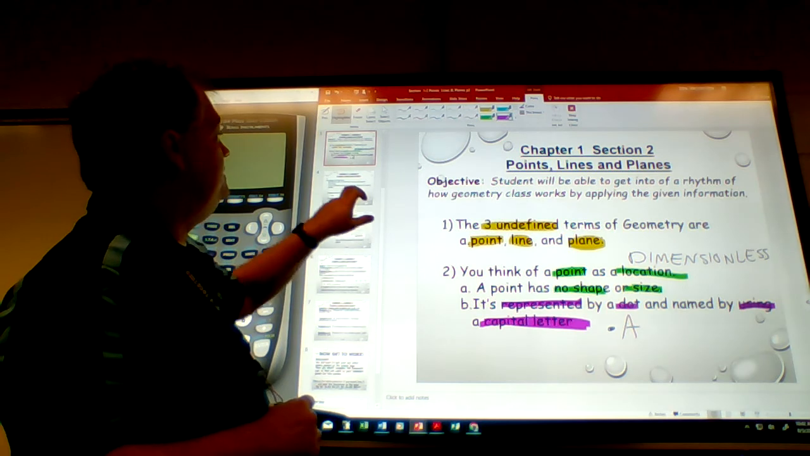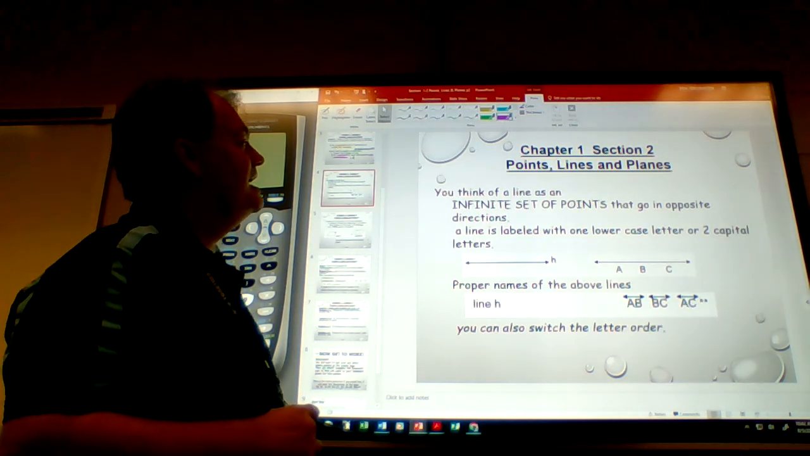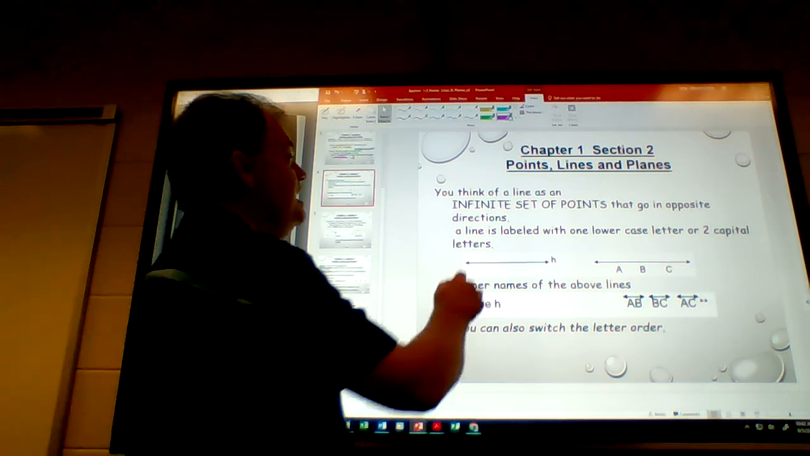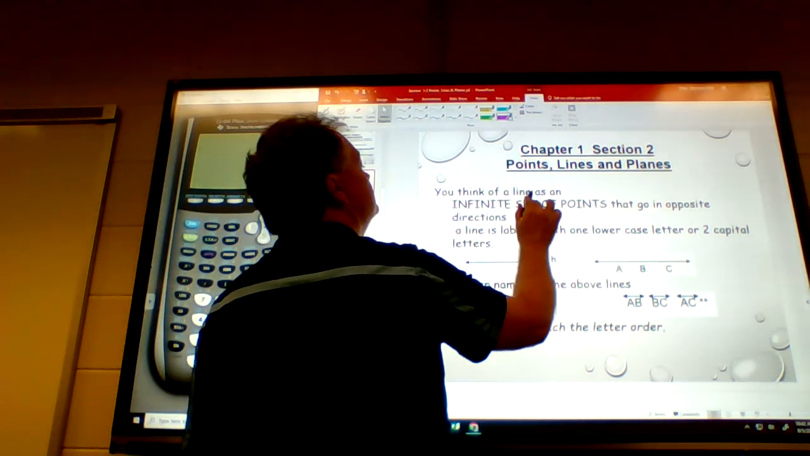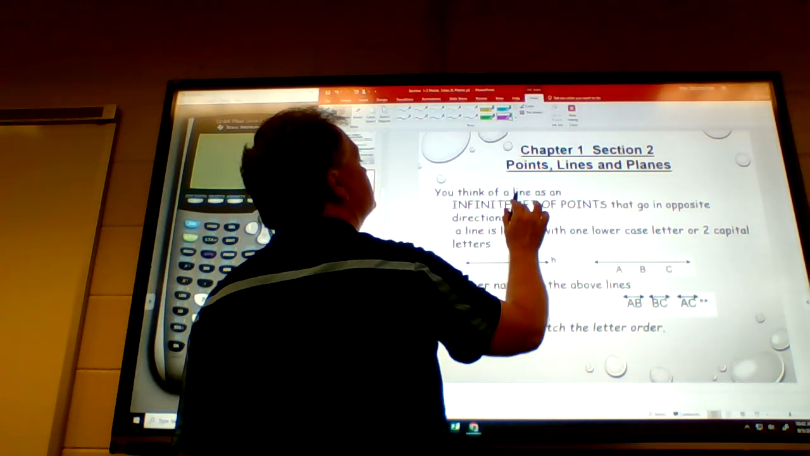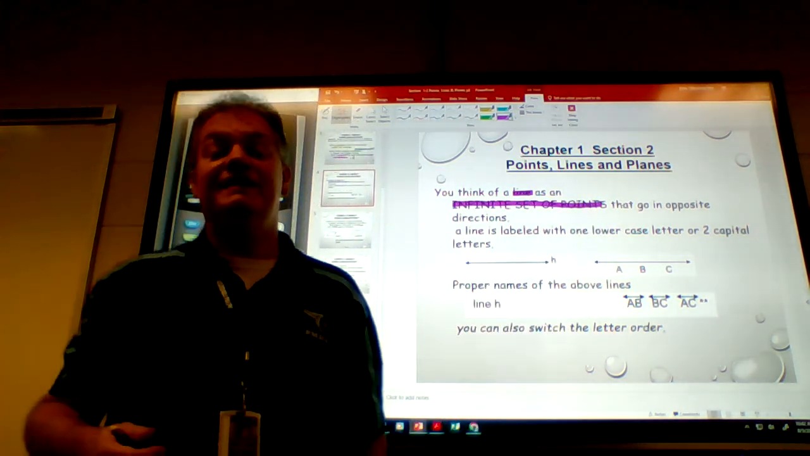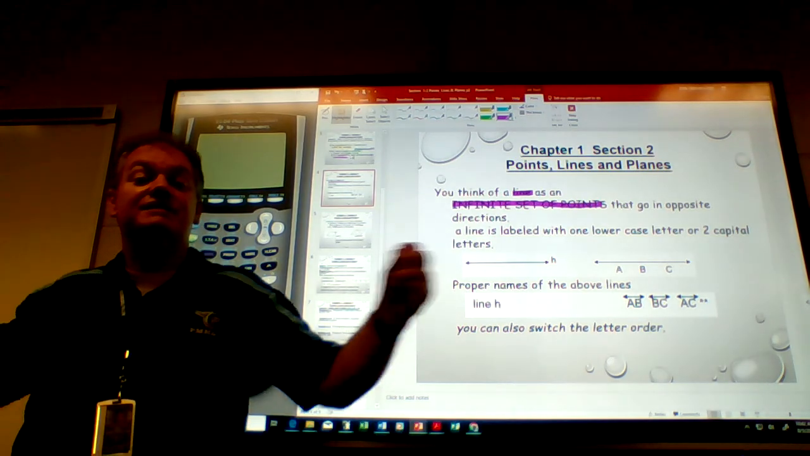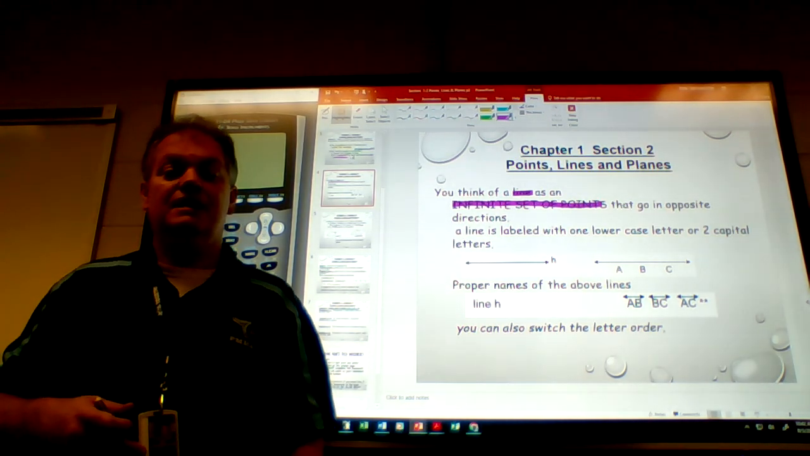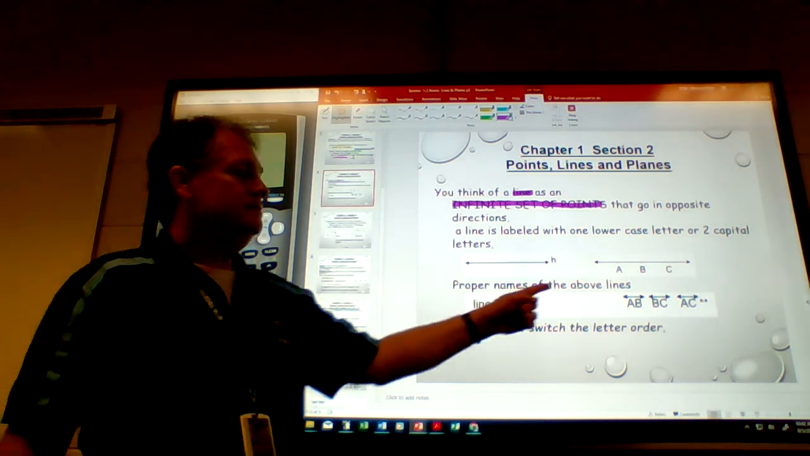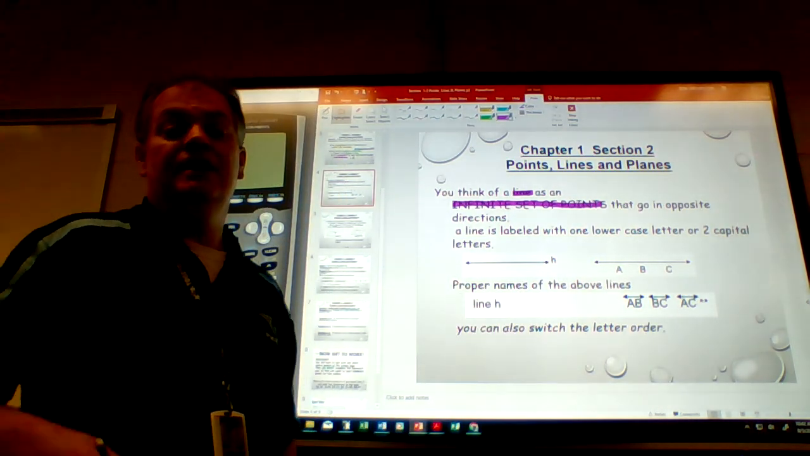All right, now the next undefined term is the line. Now, you see a line here. It's an infinite set of points. Now, notice I said infinite. That means you can't count how many because there's infinite. They go in opposite directions. You've seen lines before. This is what a line looks like right here and right there. That's what a line looks like.